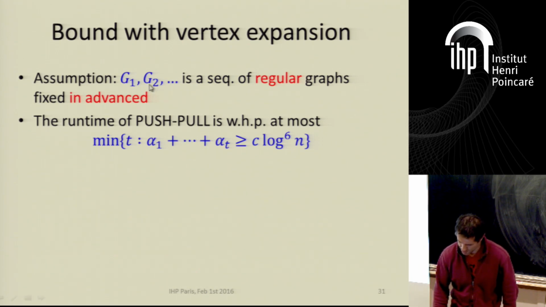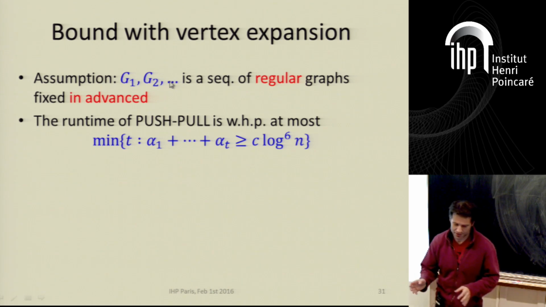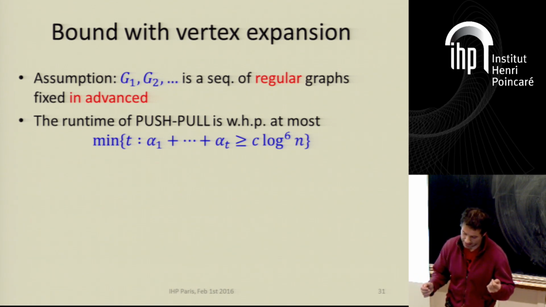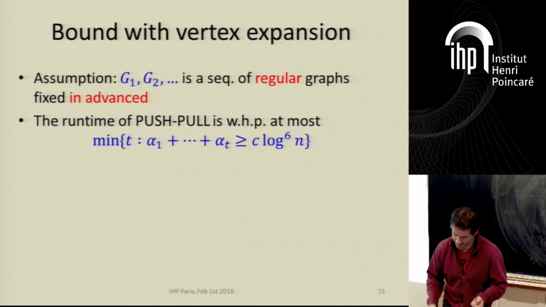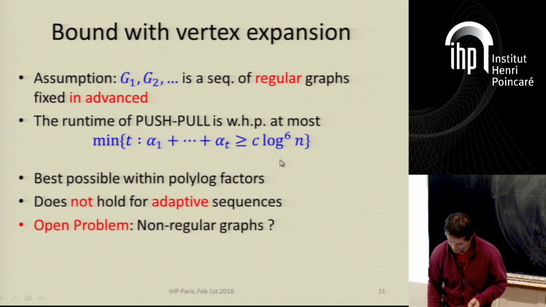Okay, and we have similar results in terms of vertex expansion. Now the conditions are slightly different. We require that the graphs be regular, and we require that the sequence be fixed in advance. Also here we have probably too many logarithmic factors.